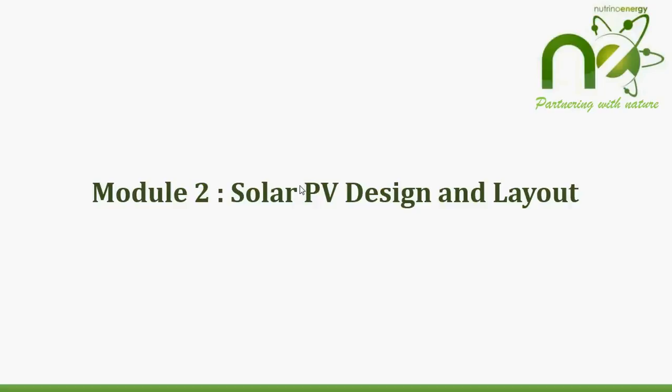Now we will discuss our module 2, that is solar PV design and layout. In our module 1, we discussed the outlook of solar power. What are the different kinds of renewable energy sources? Then, what are the different kinds of conventional energy sources which are impacting global warming and climate change? What are the indistinguishable consequences that conventional energy has?